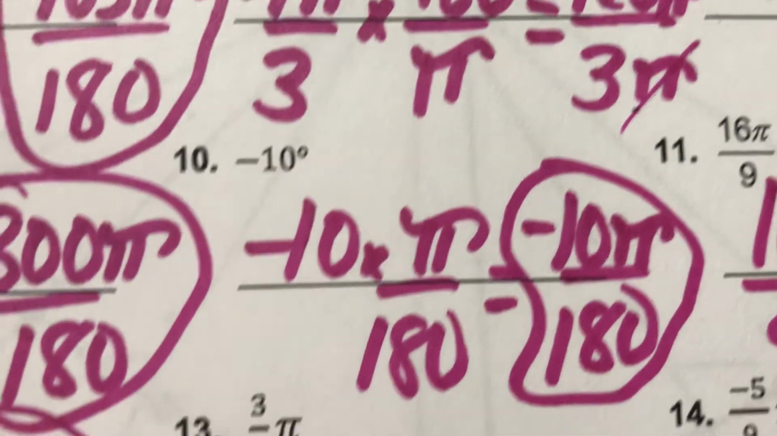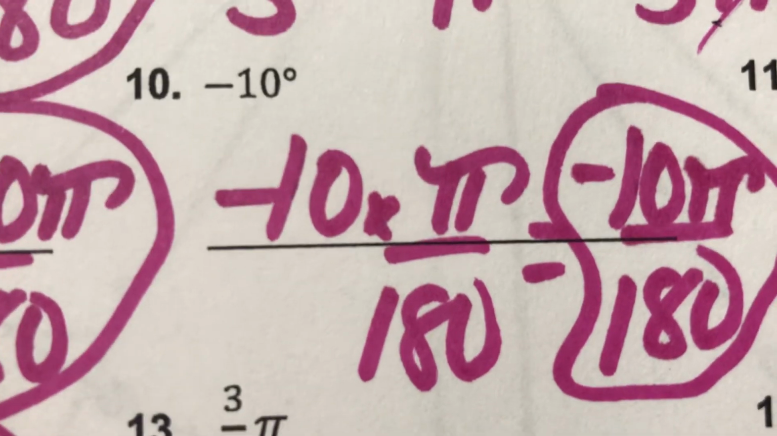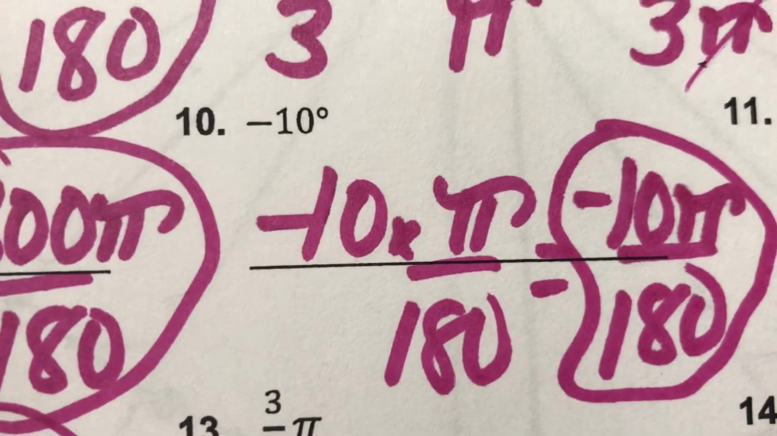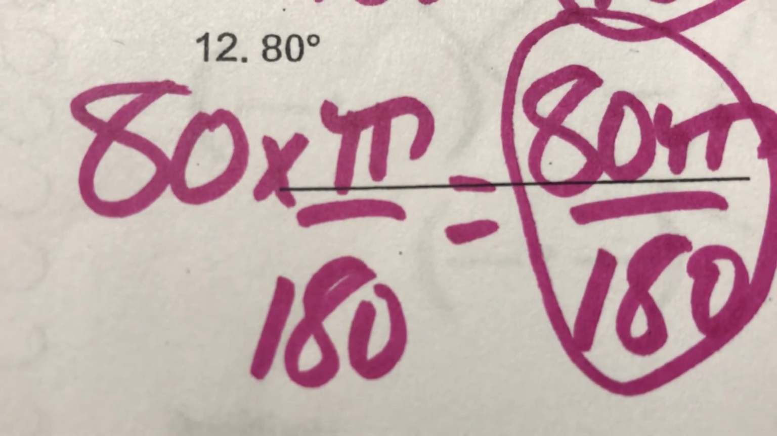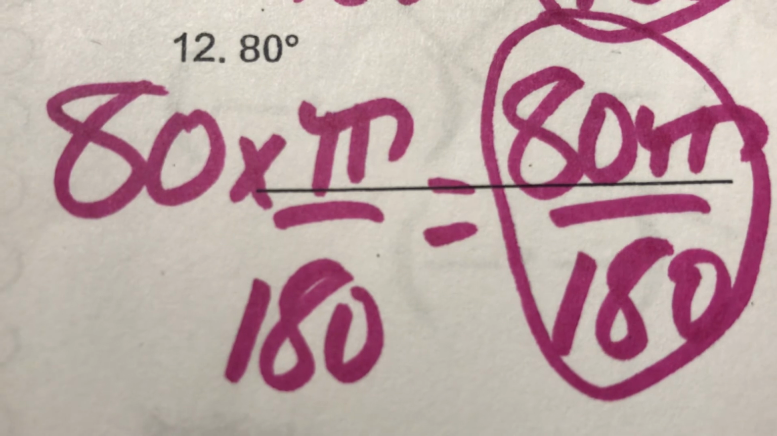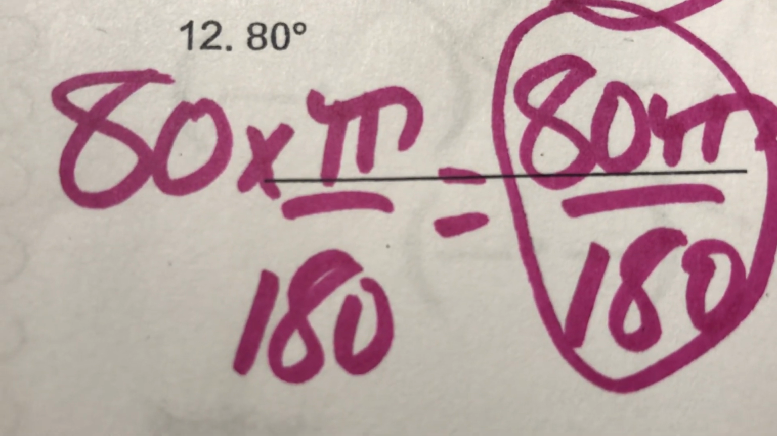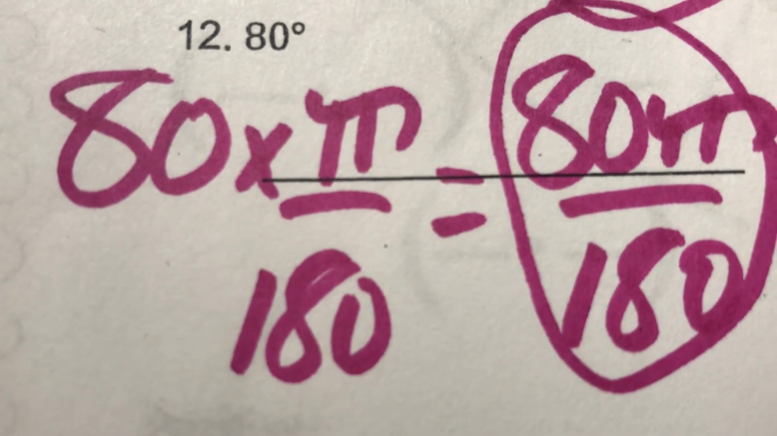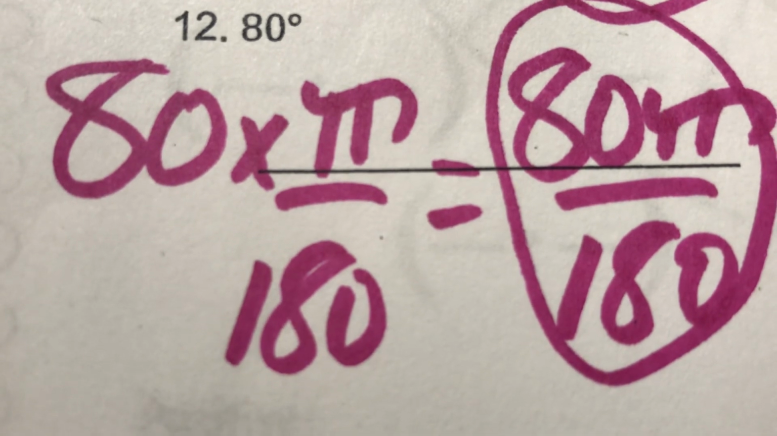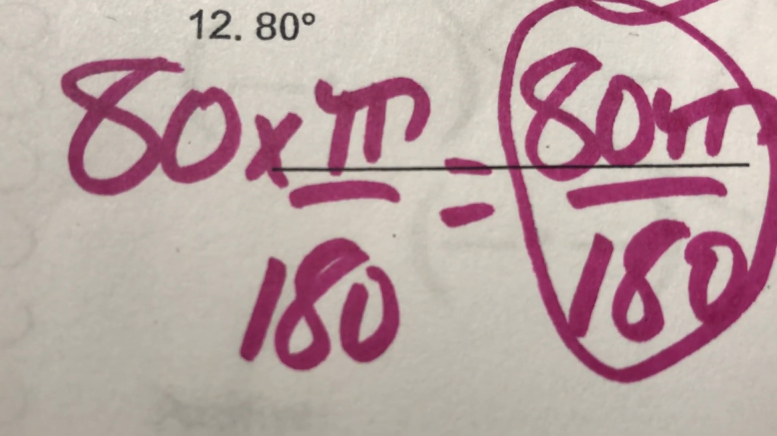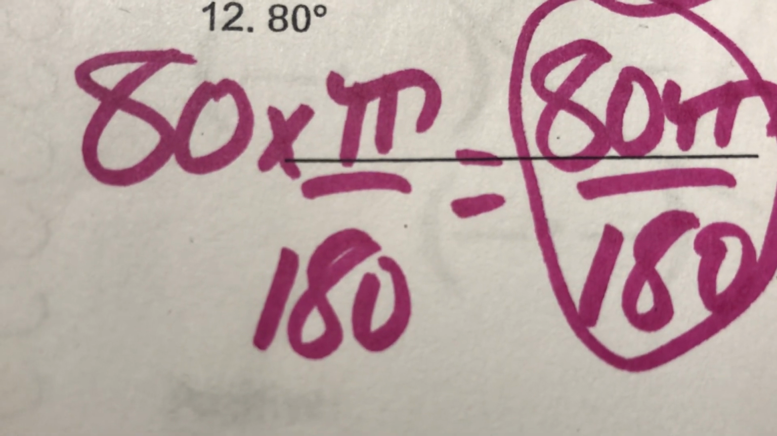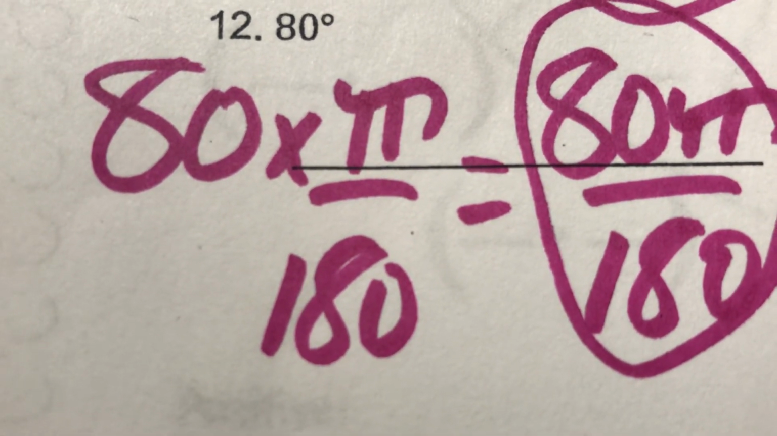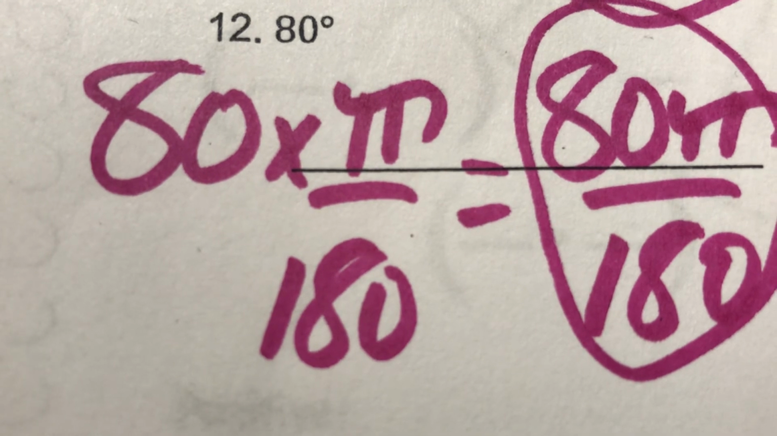And the last one that is degrees to radians is number 12. And number 12, 80 degrees times pi over 180 would be 80 pi over 180. If you reduce that, you could have 8 pi over 18. You could have 4 pi over 9. All of those are good answers.